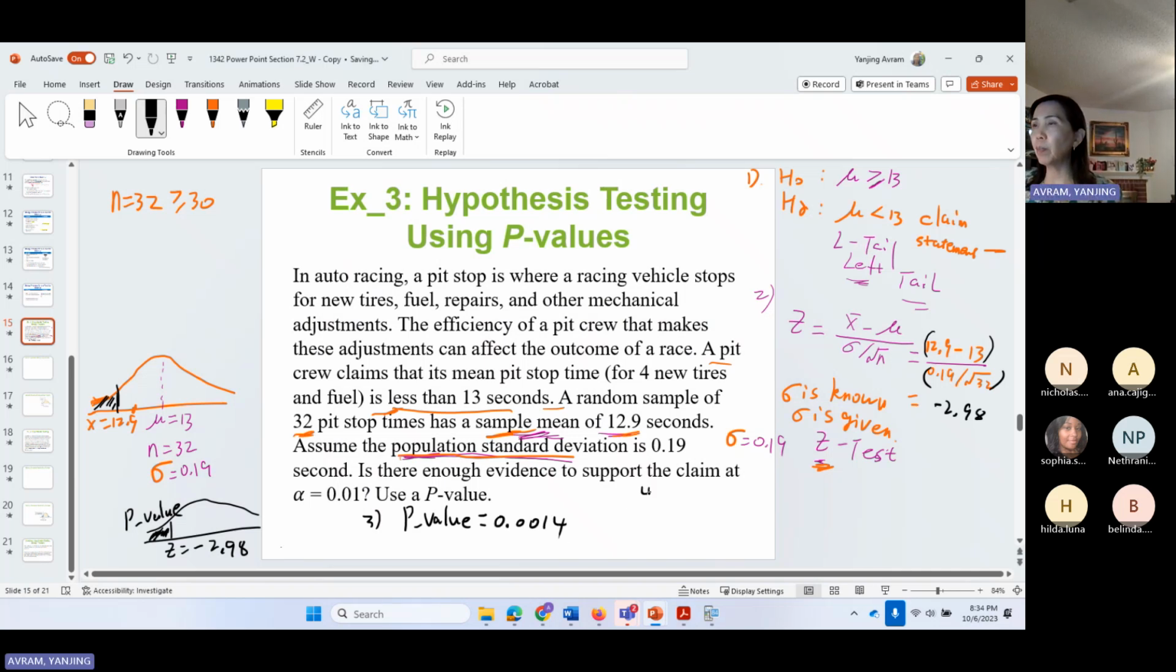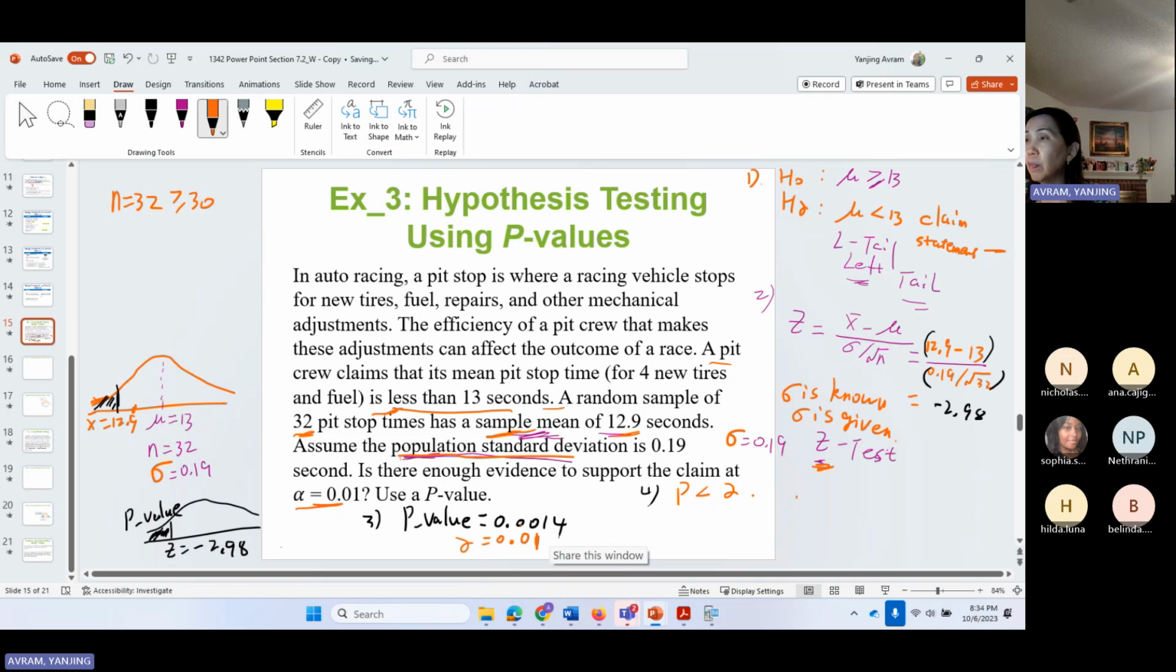Okay, so that is our p-value. And then we already have alpha here, so we're going to compare p and alpha. Alpha here is 0.01. My p's second digit is still 0, my alpha's second digit is already 1, so apparently p is less than alpha.